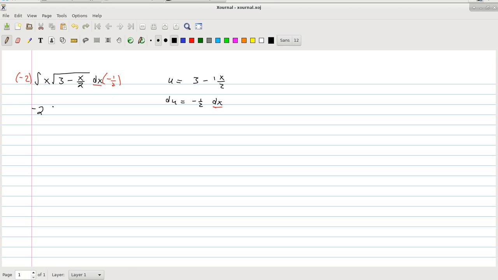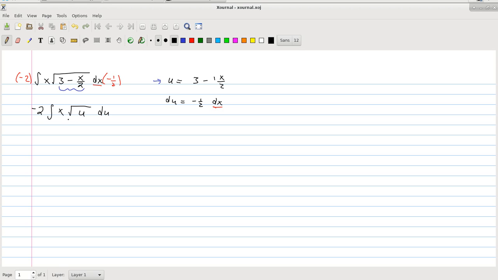This is negative 2 integral of x square root of 3 minus x over 2, which is what we chose for u. So we're going to replace all of this inside with just u. And then dx times negative 1/2, that's what we chose for du. We have a problem here in that we have a mixture of both u's and x's.